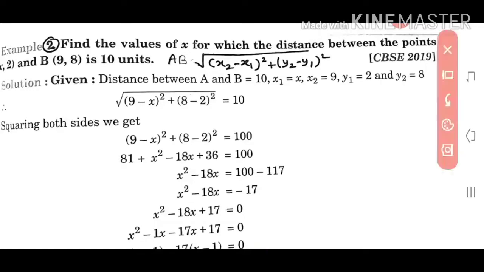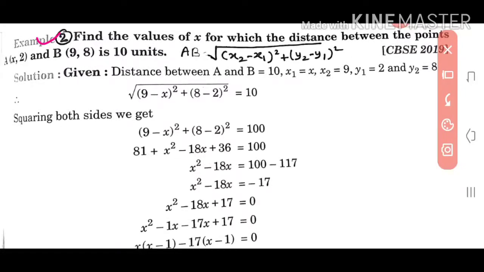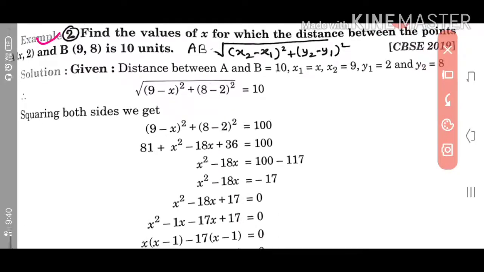Look here, we will do example number 2. Find the value of x for which the distance between the points A (x, 2) and B (9, 8) is 10 units. Here the distance is given to you as 10 units. You have to find the value of x.